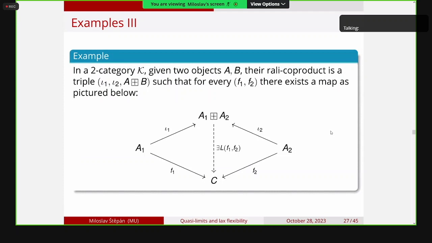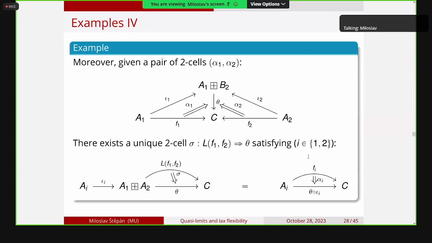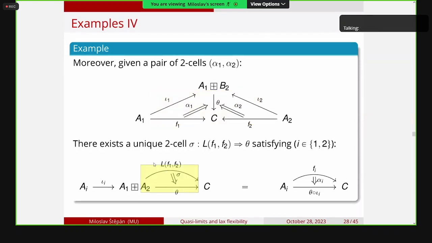I have written down explicitly so you can get some more intuition what happens for Rali coproducts. Again, it's like this cospan, such that for every other cospan we get this comparison map that doesn't have to be unique, but such that these two commute. And now the two-dimensional aspect says that if you have two cells like this, there exists some unique two-cell that goes from the comparison map. It's kind of strange maybe.